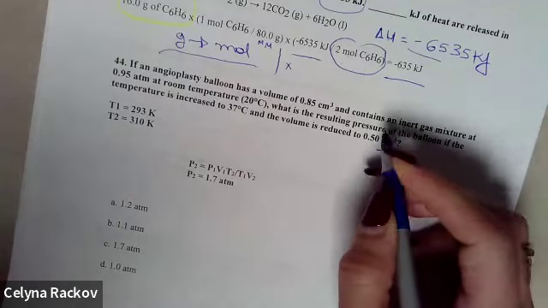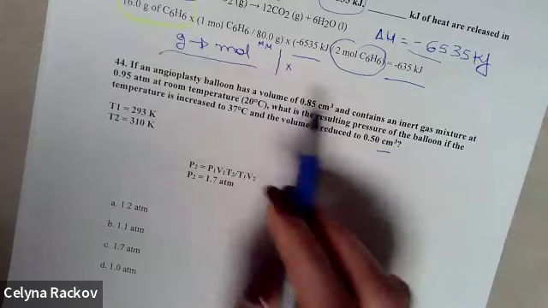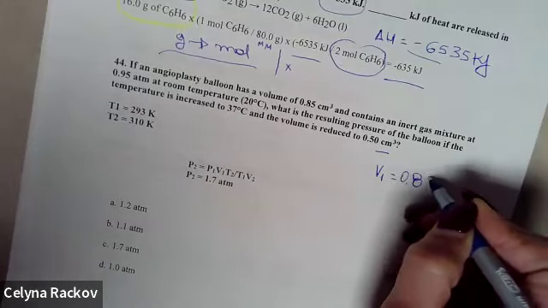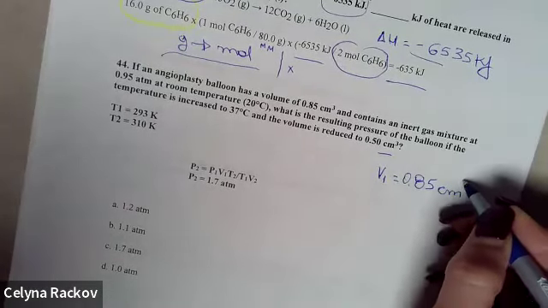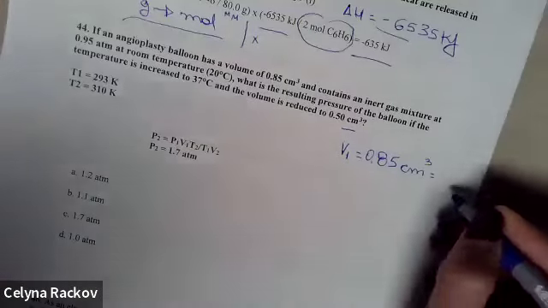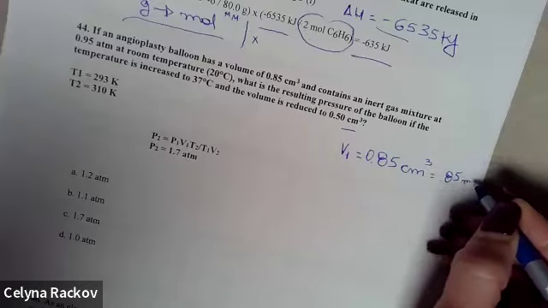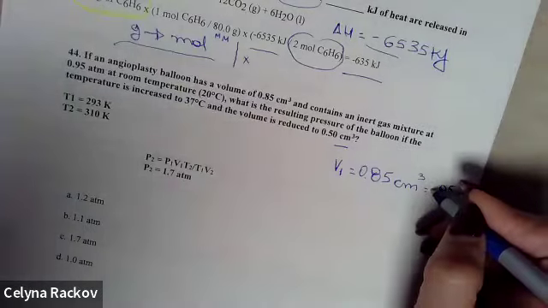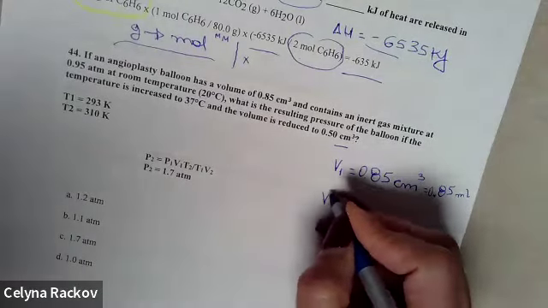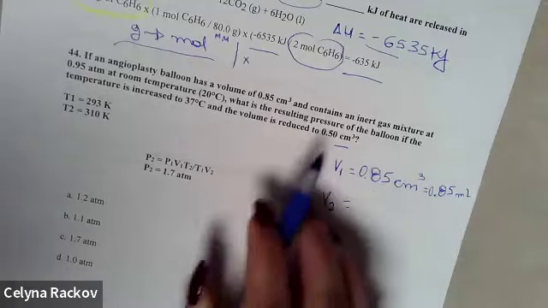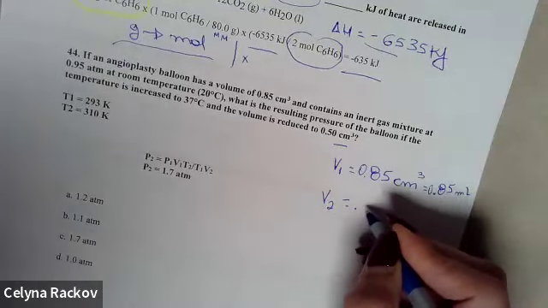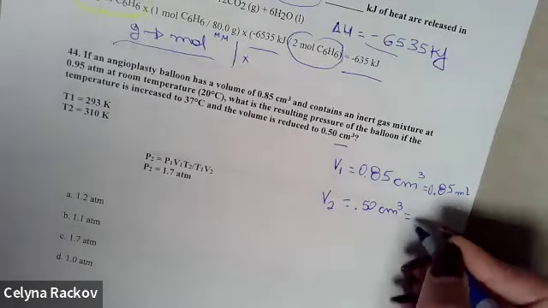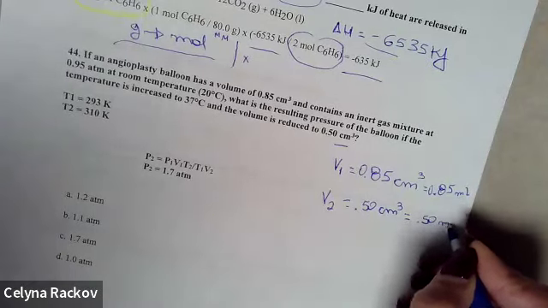So let's say what you have. Initial volume. Volume 1 was 0.85 cubic centimeter. That's equal to 0.85 milliliters, right? 0.85 here. Now let's talk about V2. The final volume here was 0.50 cubic centimeter. This is equal to 0.50 milliliters.